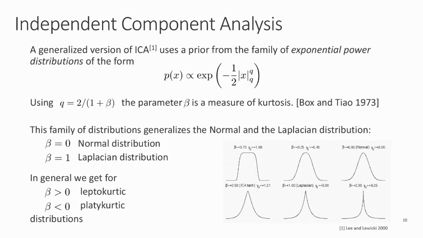A generalized version of ICA uses a prior from the family of exponential power distributions of the following form. We can reparameterize the exponent to obtain a parameter beta as a measure of kurtosis. This family of distributions generalizes the normal and the Laplacian distribution. For beta equals 0, we obtain the normal distribution. For beta equals 1, we get the Laplacian distribution. In general, we get for beta larger than 0 leptokurtic and for beta smaller than 0 platykurtic distributions. Examples for the different shapes of distributions are depicted on the right.